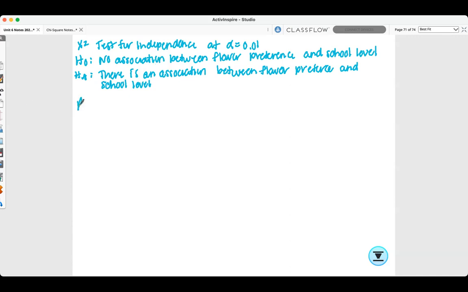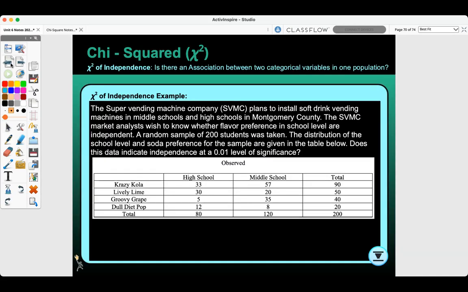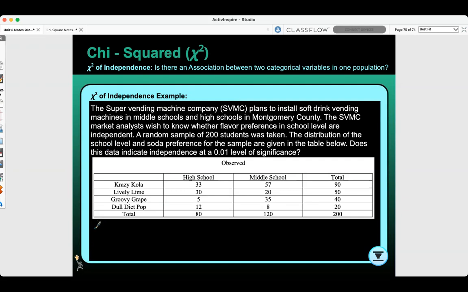And with our conditions, it said it is a random sample of 200 students. And we need to see if all expected values are greater than or equal to 5. That gives us a large enough sample. So again, you want to go back to this, and your expected counts, how you get this. If totals are not here, you definitely want to find the totals. For example, for Crazy Koala in high school, this is the formula for your expected counts.